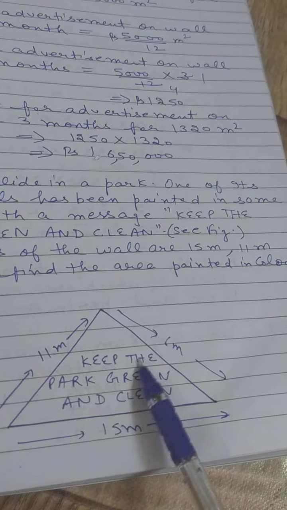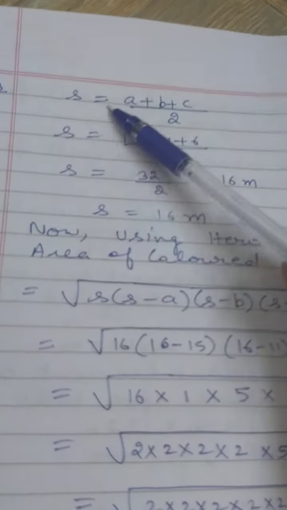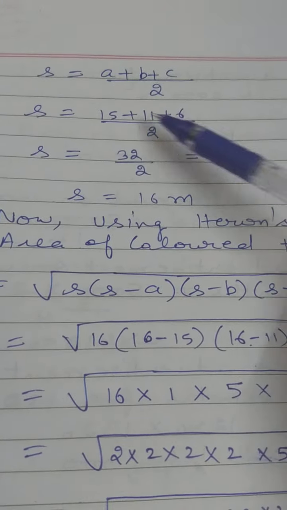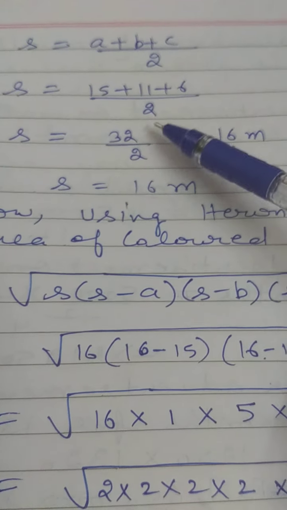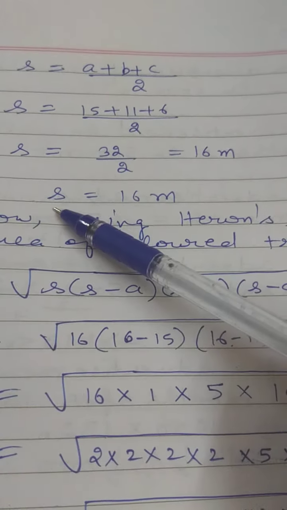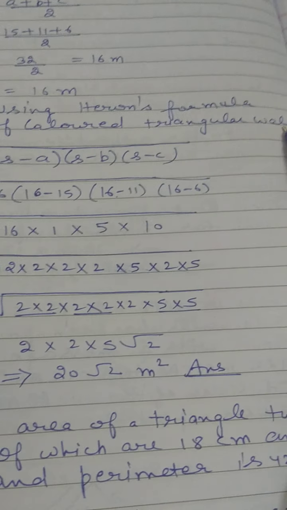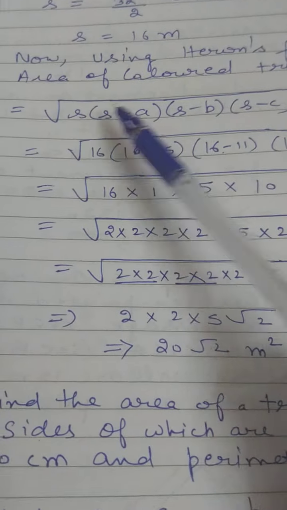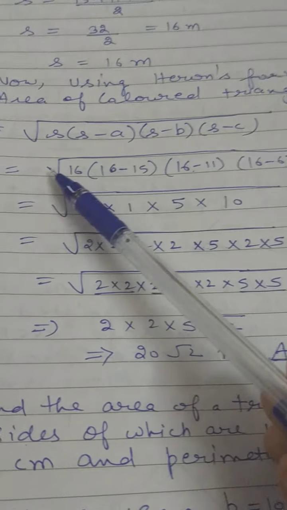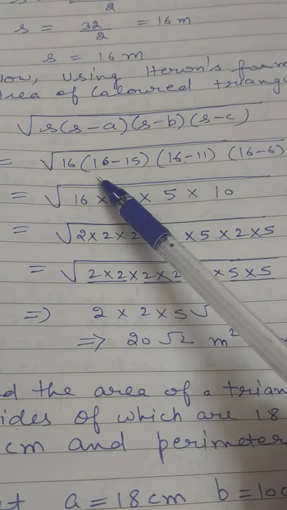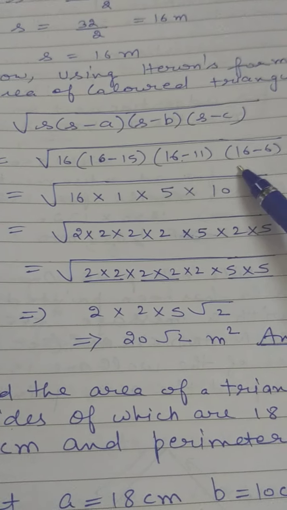It means we have to find the area of a triangle. So s equal to, that is semi perimeter, (a plus b plus c) upon 2. 15 plus 11 plus 6 by 2. 15 plus 11 plus 6 is 32, by 2. 32 divided by 2 we get 16 meter. s equal to 16 meter. Now using Heron's formula, area of colored triangular wall is square root of s, (s minus a), (s minus b), (s minus c). 16, 16 minus 15, 16 minus 11, 16 minus 6. 16 as it is, 16 minus 15 is 1, 16 minus 11 is 5, 16 minus 6 is 10.